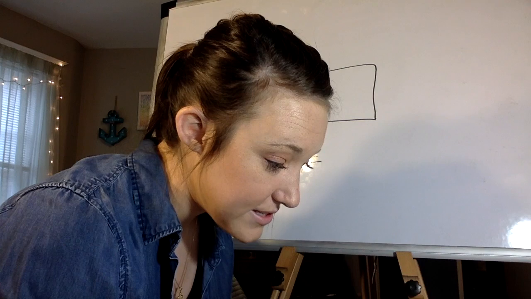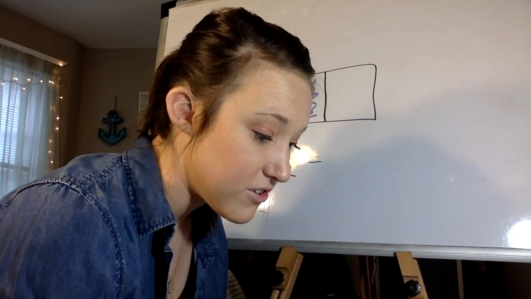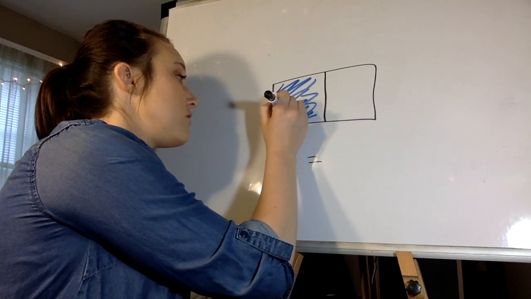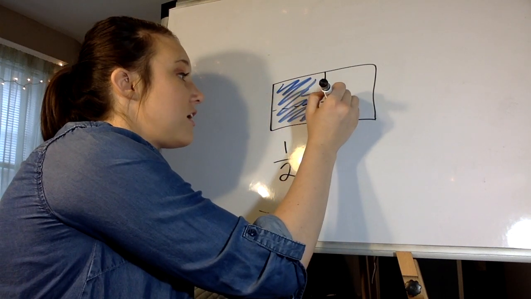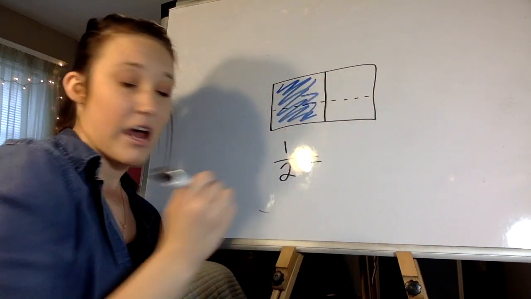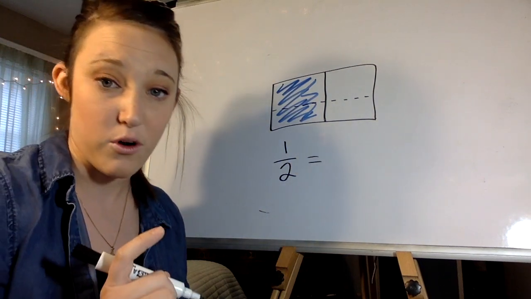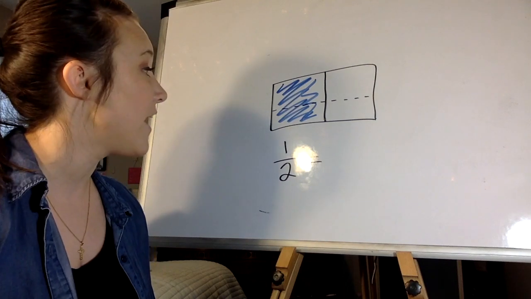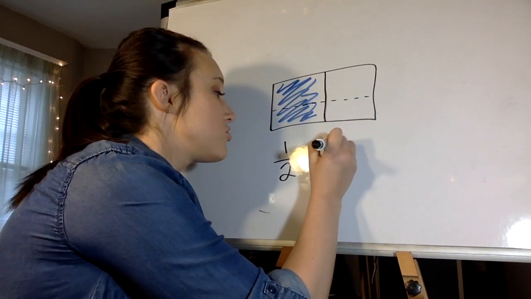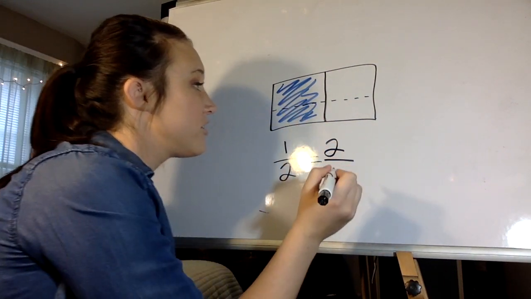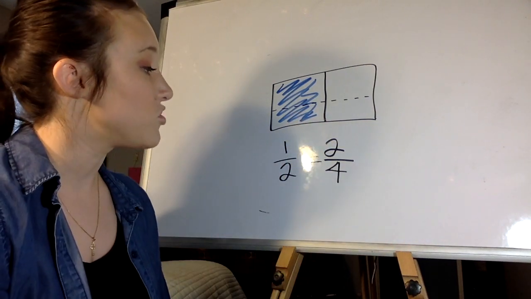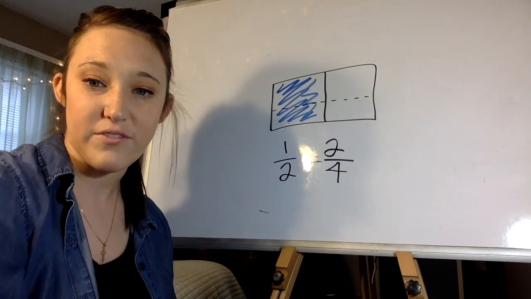Then it says, then divide the model into 4 equal parts, okay? So I'm doing dashed lines, so you know that the book did not give us that 4th equal part. I had to divide it myself. And then I write the equivalent fraction. Well, I have 2 equal shares shaded in of my 4 equal shares total, so 1/2 is equivalent to 2/4.